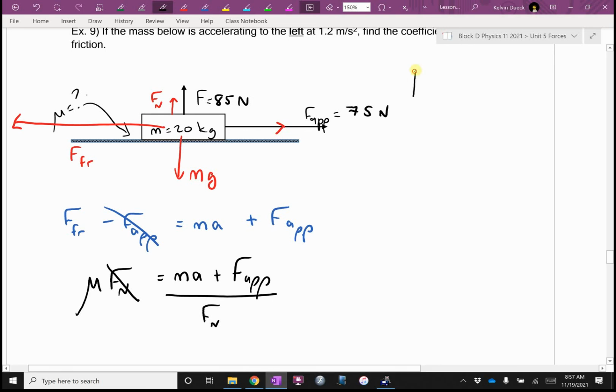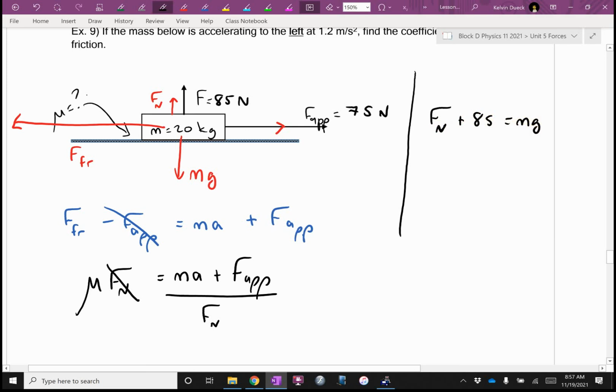I think over here I'm going to write a vertical force equation. So, Eric, are we sinking into the ground like quicksand? Are we flying into the air like Superman? Then what can we say vertically? The forces must be, I'm looking for a word that starts with the letter B. Everything up has to equal everything down. Give me an equation. Fn plus 85 equals mg.